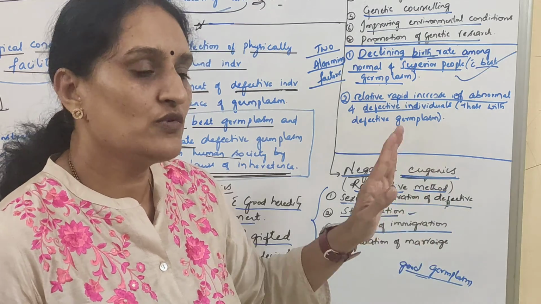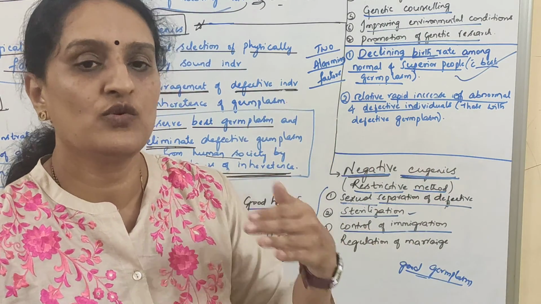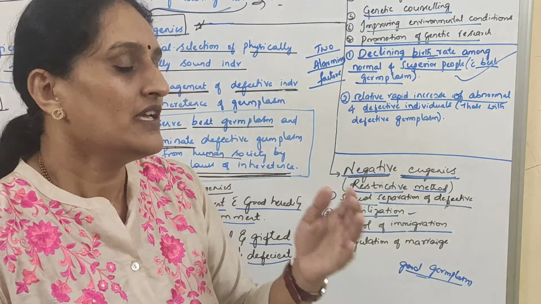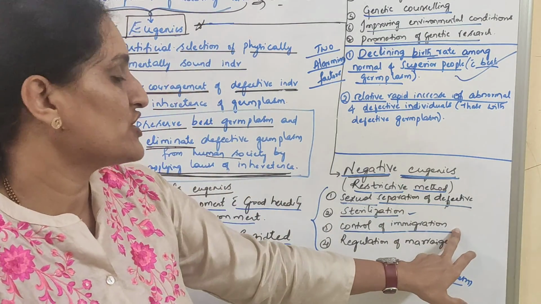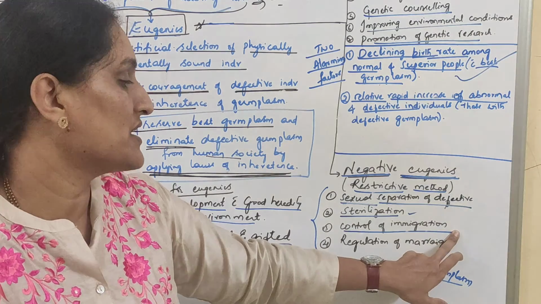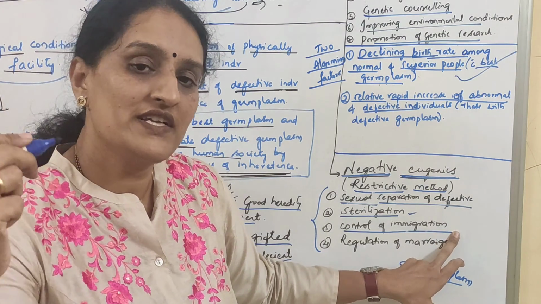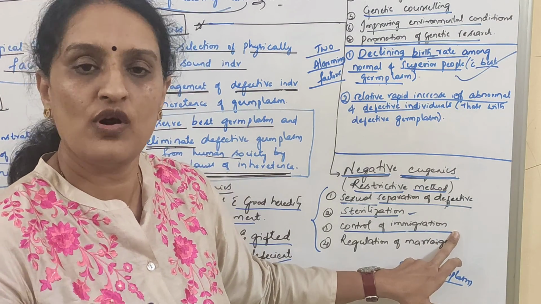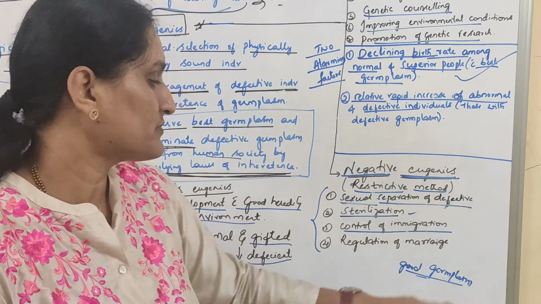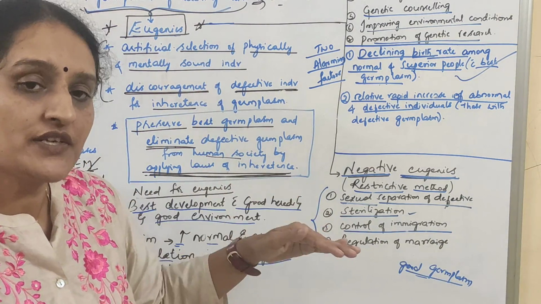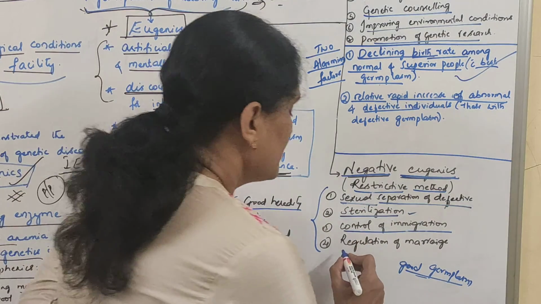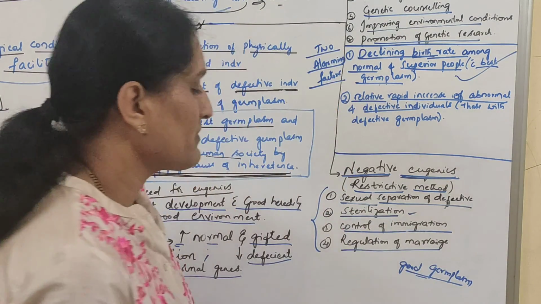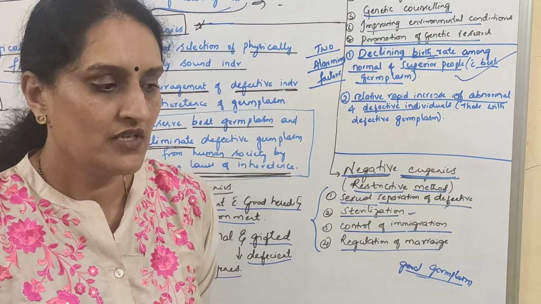The only ones who are intellectual, who have good characters, who have good hereditary traits, only they should be allowed to get into the country so that they will not decrease the value of our gene pool. So there should be stricter norms to control this process of immigration. Now next comes the regulation of marriage.